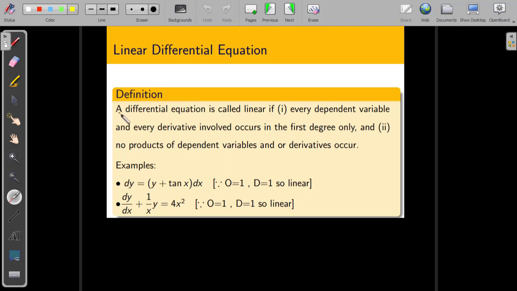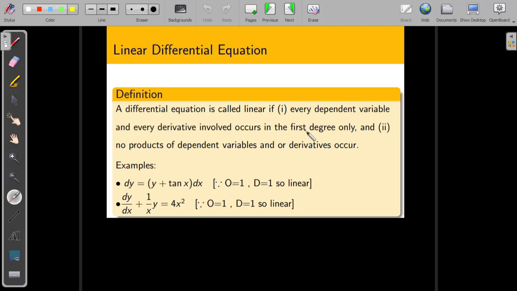A differential equation is called linear if it satisfies the following two conditions. Condition one: every dependent variable and its derivatives involved occur in the first degree. This is criteria one. Every dependent variable and its derivative must occur in the first degree. And the second criteria: no product of the dependent variable and its derivatives could occur.